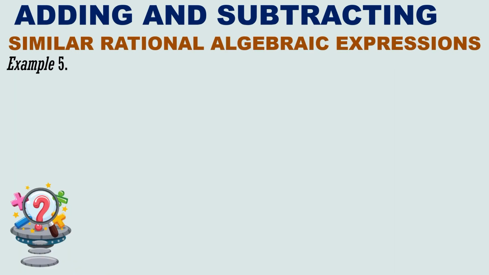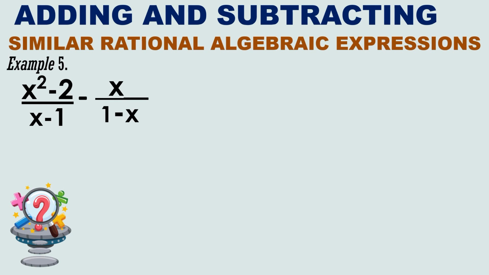And now, what if one denominator is opposite or the additive inverse of the other? This question can be answered using example number 5. So we have (x squared minus 2) over (x minus 1) minus x over (1 minus x). So we have denominators where one is the opposite of the other. So what are we going to do?